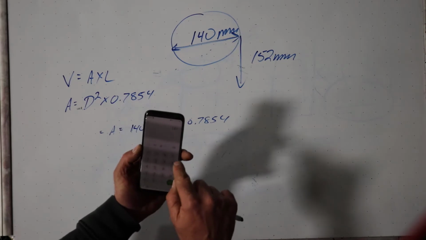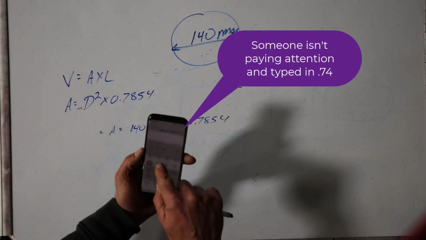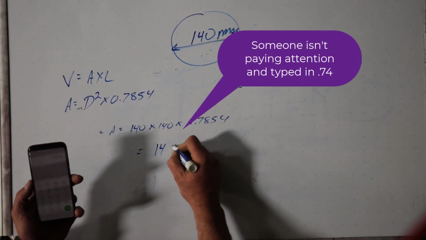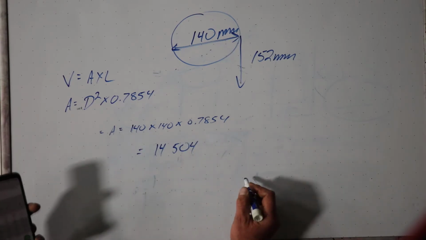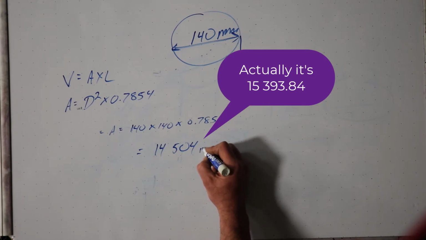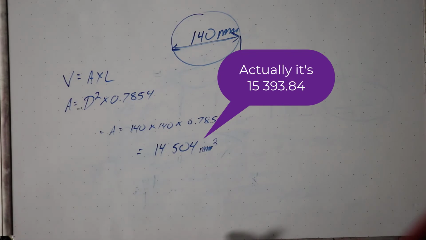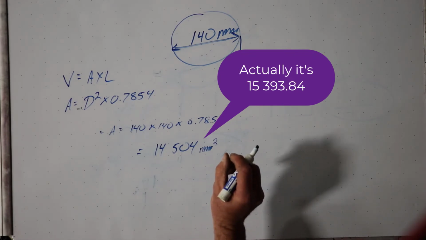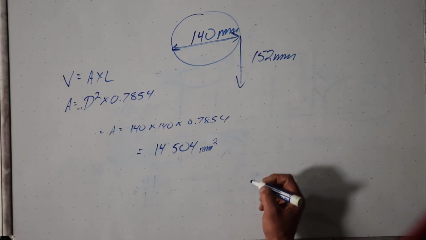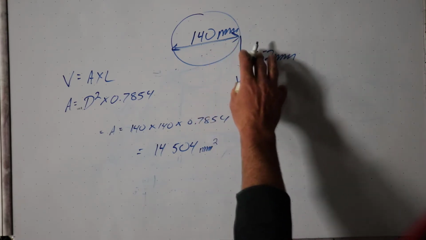140 times 140 times 0.7854. 14,504 something or other. This is in millimeters, this is in millimeters, so this is millimeters squared. Now a millimeter squared is a very, very small piece of real estate. We're going to do this in metric. We're starting on a metric.